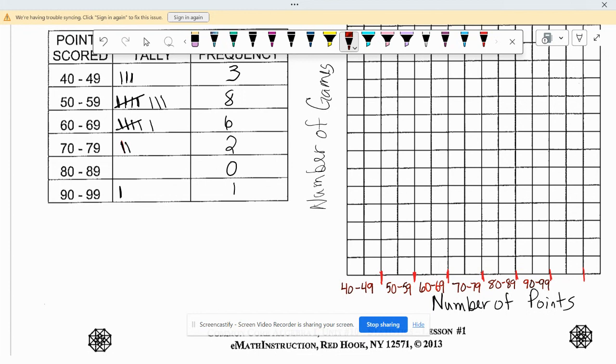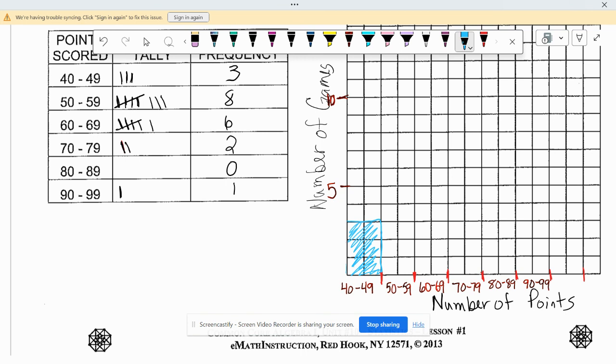And then I'm going to count on the Y side. 1, 2, 3, 4, 5, 6, 7, 8, 9, 10, because I didn't have anything larger than 8. So if I go up to 10, that's perfect. For my first bar in my histogram, in the 40 to 49 range, I had a frequency of 3. So I'm going to make a bar, go up 3, and lightly shade that in.